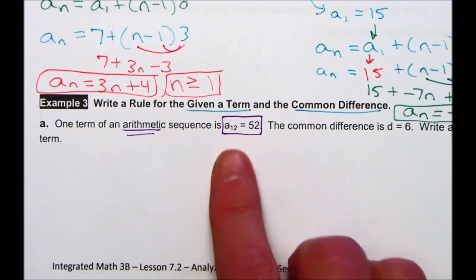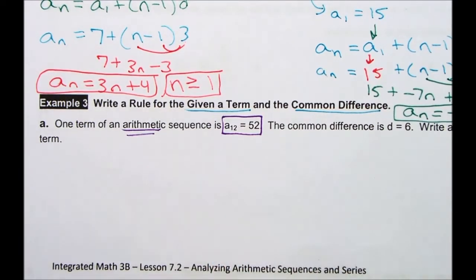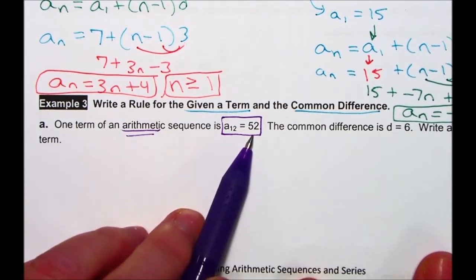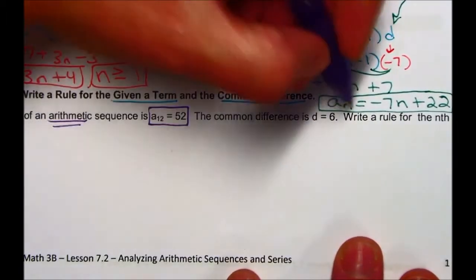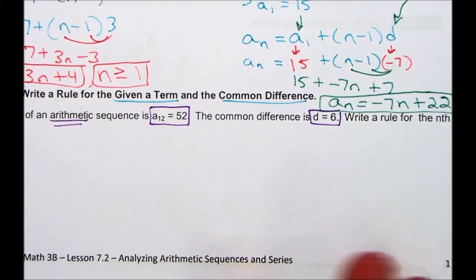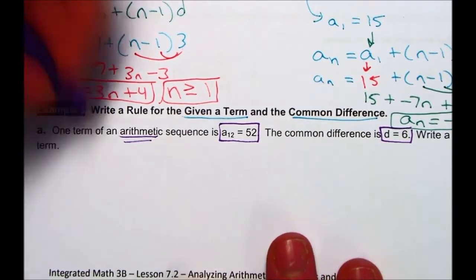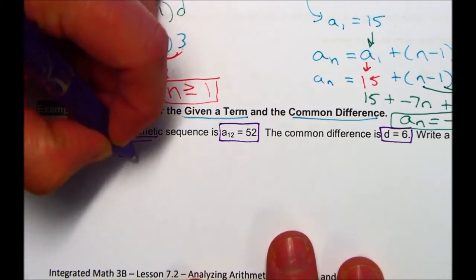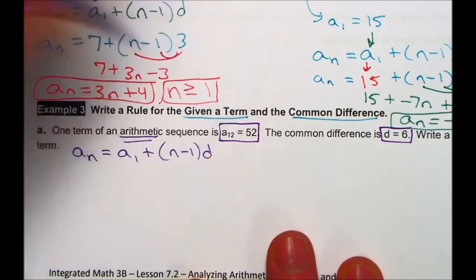The one term that they're giving you is a sub 12 equals 52, which is basically like a point. The input is 12, the output is 52. They're telling you the common difference is d, and they want us to write the rule using the same formula that we've been writing down. a sub n equals a sub 1 plus parentheses n minus 1 times d.